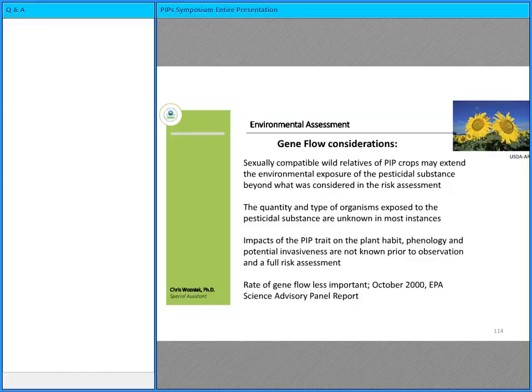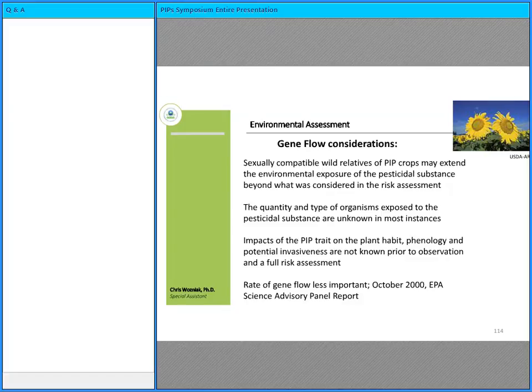Certainly, there's a potential for a PIP trait to alter a plant's habit, the phenology, the timing of the development, and its potential invasiveness. Simply when we are ignorant of the facts and don't know what's going on, then we have to get some handle on it or provide mitigation measures simply to make the risk assessment complete.